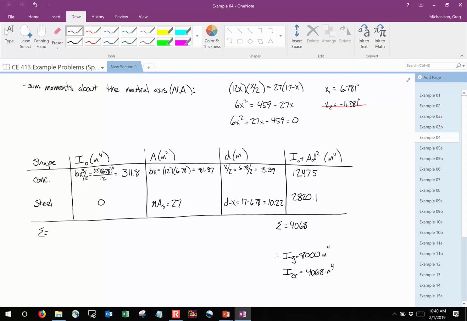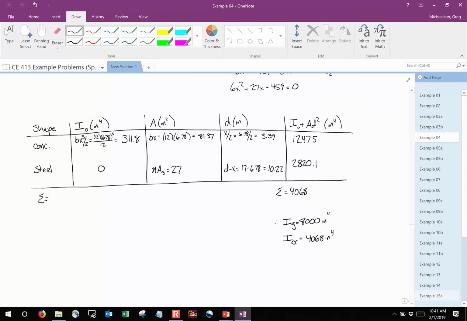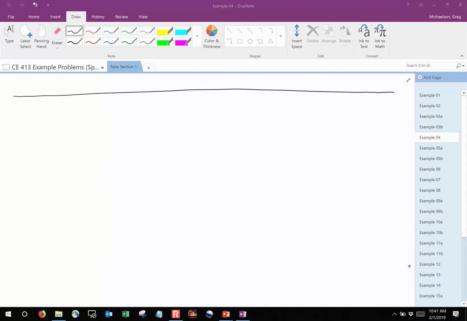Now, we're not quite finished with this problem because we still have to compute bending stresses. Okay? This is a simple calc. You just got to make sure you're clear on what's going on. Okay?